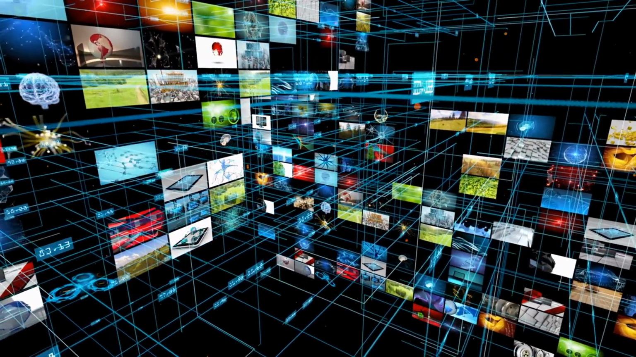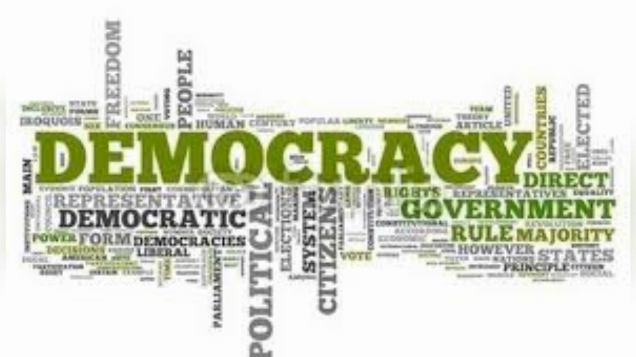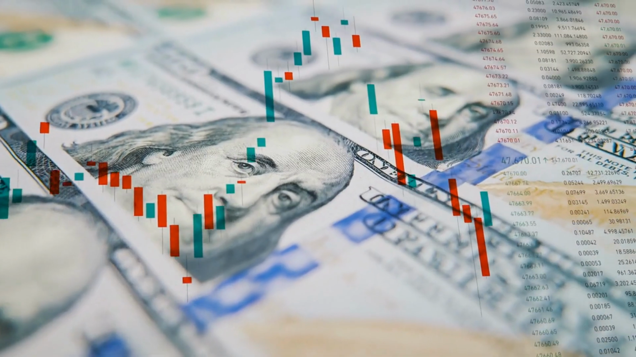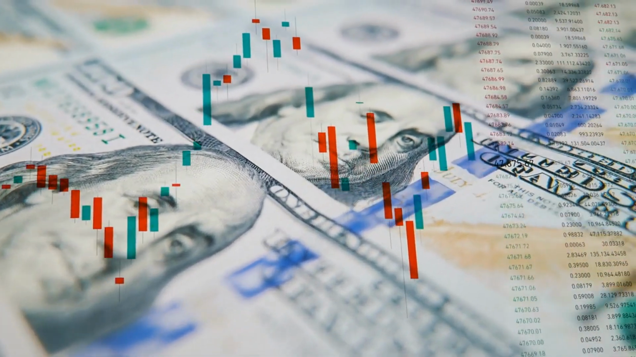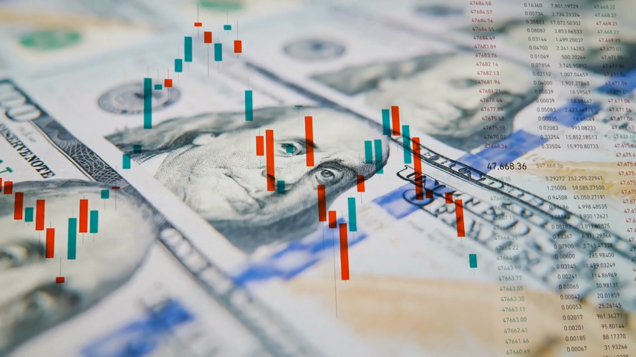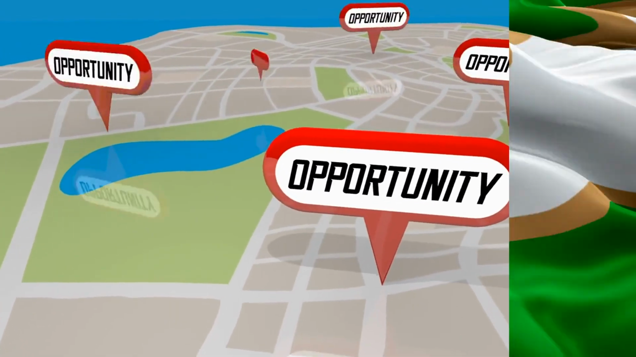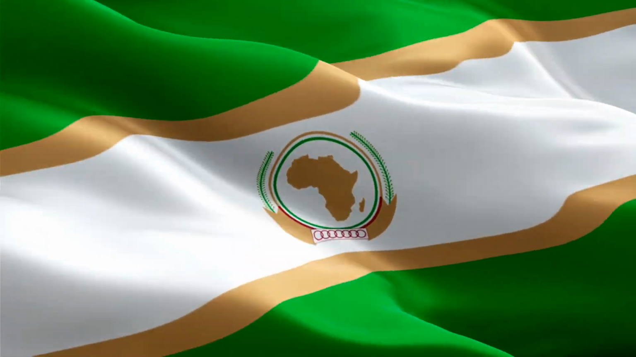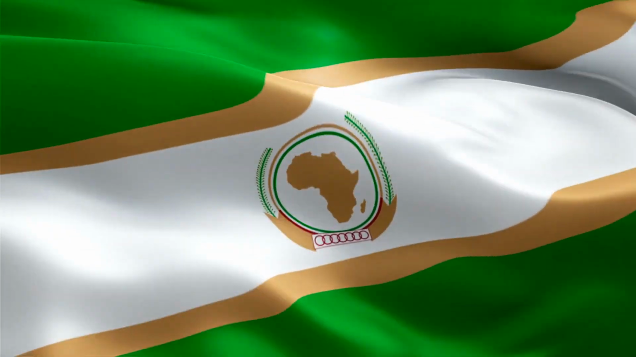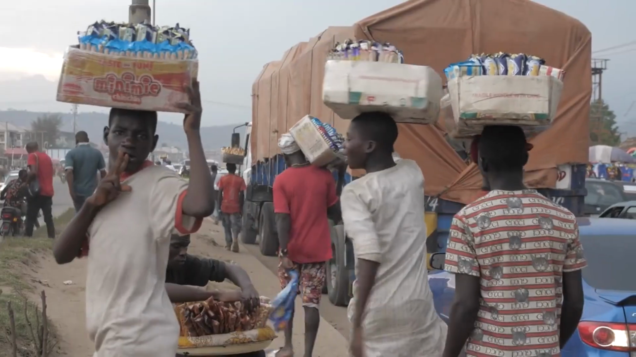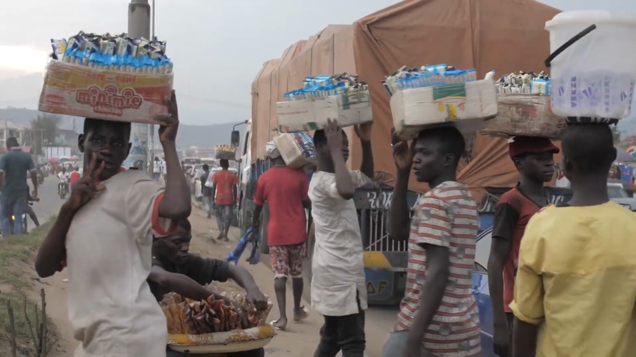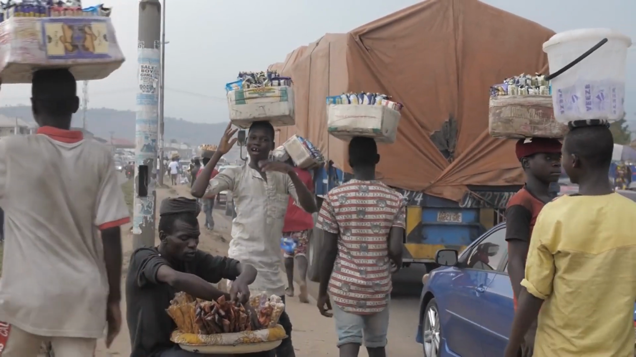shaping political discourse. As we reflect on these developments, it's crucial to consider the future of democracy in Africa. The continent faces numerous challenges, including economic inequality, corruption, and ethnic tensions. However, there are also significant opportunities. The African Union's Agenda 2063 envisions a continent that is integrated, prosperous, and peaceful, driven by its own citizens and representing a dynamic force in the international arena.